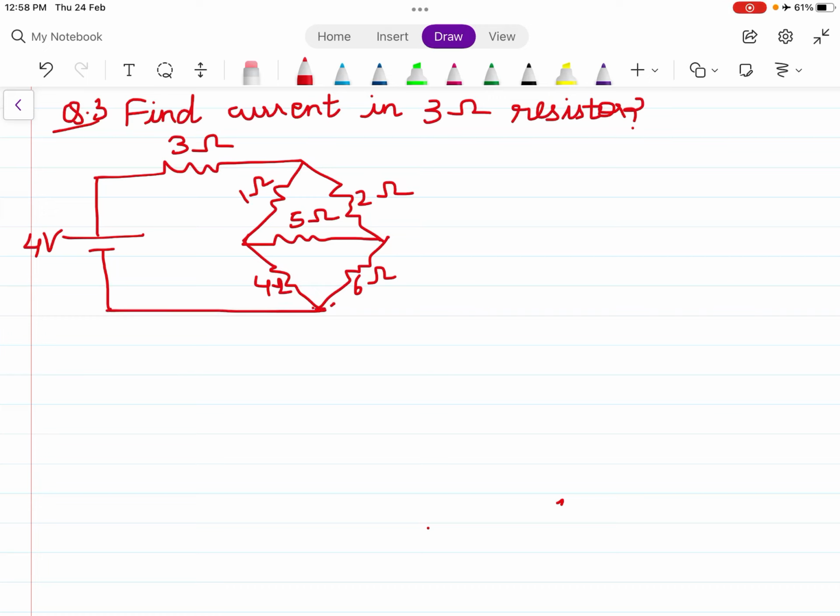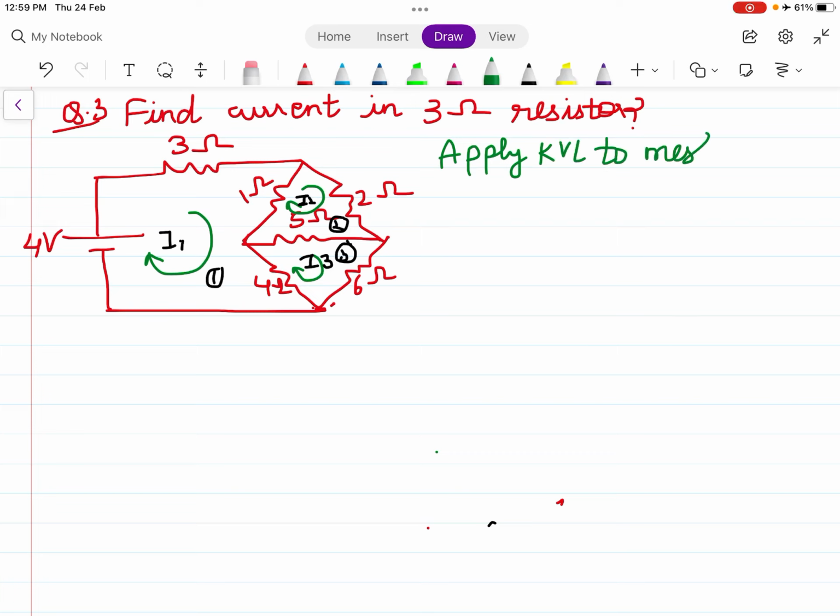So first is assume the direction of current in the clockwise direction. So this is the direction. Name it as I1, I2 and I3. Apply KVL to loop mesh number 1, mesh number 2 and mesh number 3. So I say when I apply KVL to mesh number 1, starting from this point.